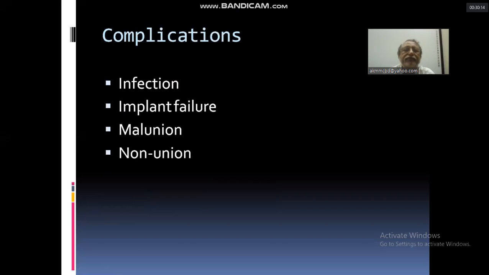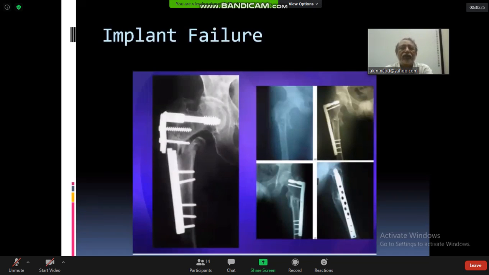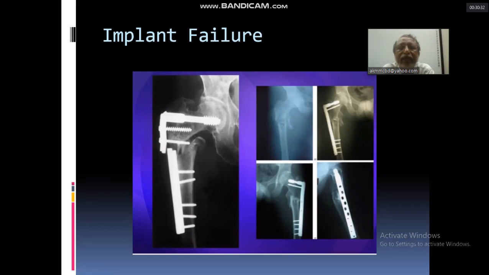Cephalomedullary nail. So complications like any other operation, in fact: infection, implant failure, malunion, non-union. So, what is implant failure? The implant may become loose. The implant can become fractured. Mechanically, when it fails, we call it implant failure. These are the examples.